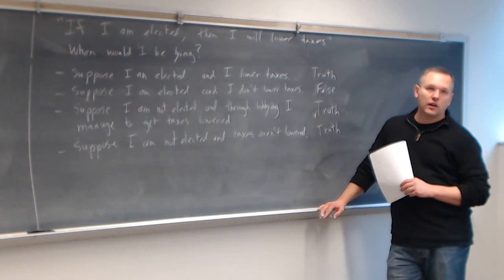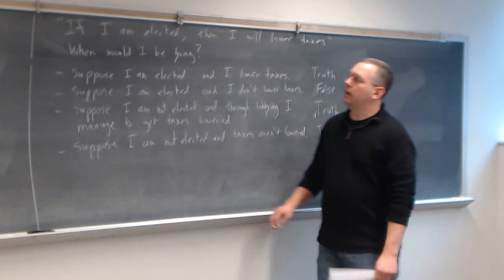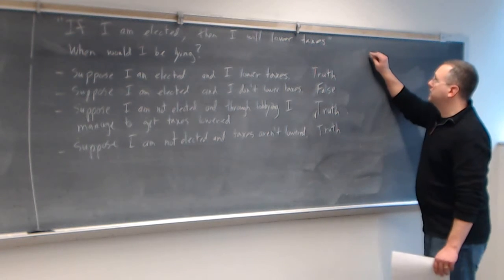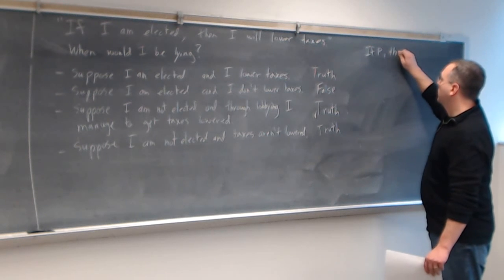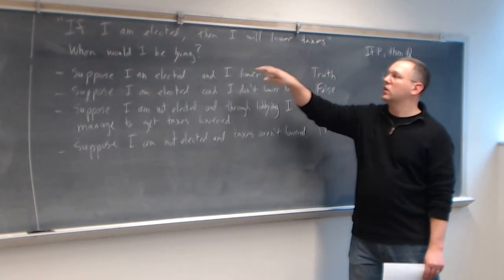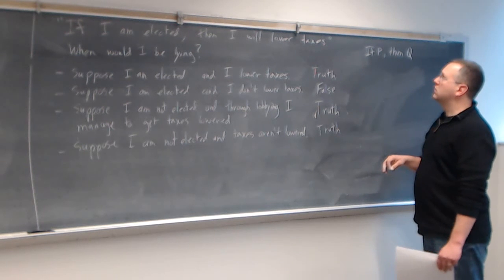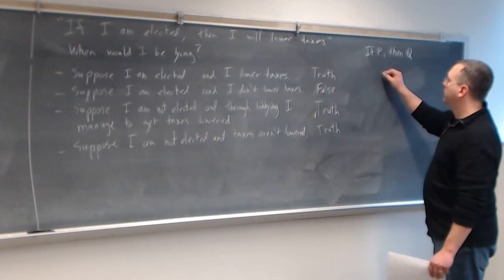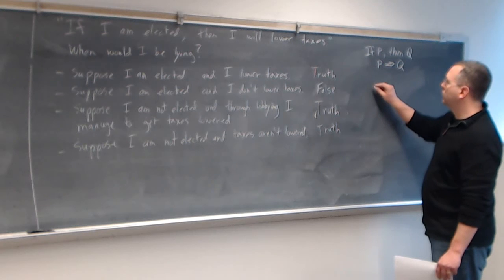So what I've actually done is I've made a truth table here. Think of "if I'm elected, then I will lower taxes" as the statement, if P, then Q. P would be, I am elected. Q would be, I will lower taxes. In other words, P implies Q. So let's look at the truth table that we came up with.